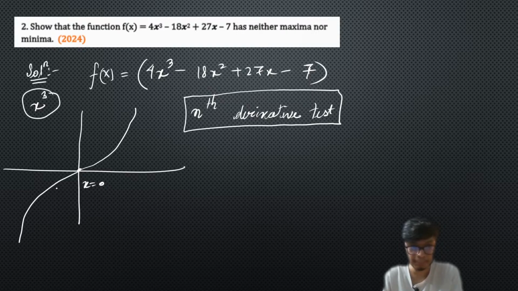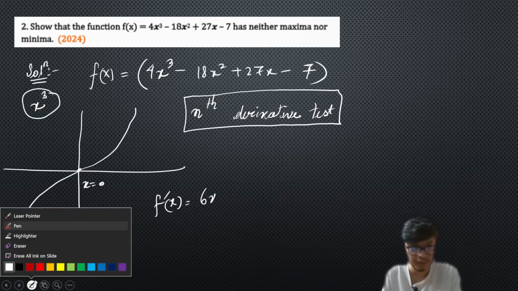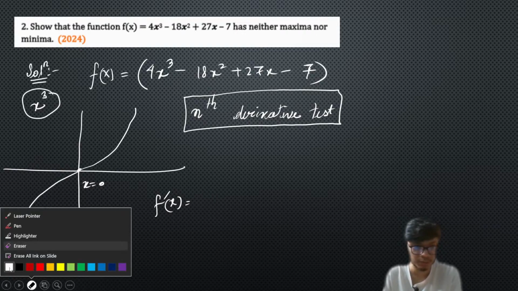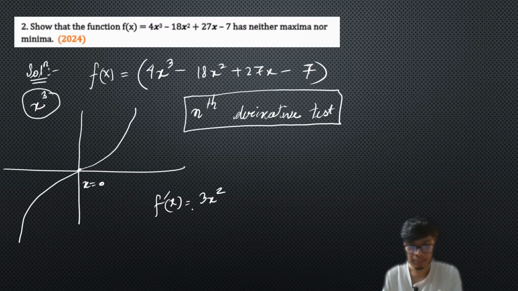At x cube, if you look at the point x equal to 0, the sign of the tangent doesn't change, right? So I have no maxima, no minima, but this is going to be a critical point. If you differentiate x cube, the derivative is going to be 3x square. If you put x equal to 0, you see that x equal to 0 is going to be a critical point. But the thing is that it is always positive, that means it is an increasing function, right?